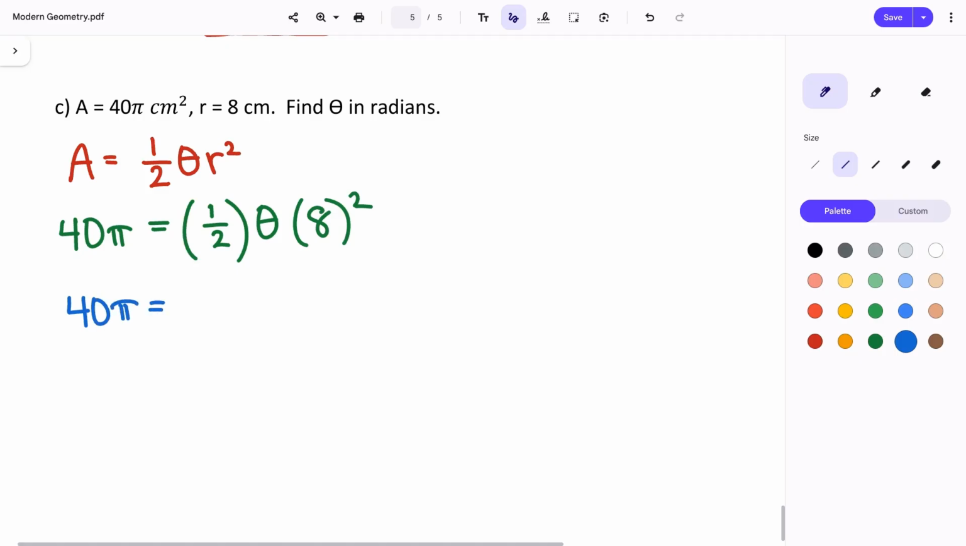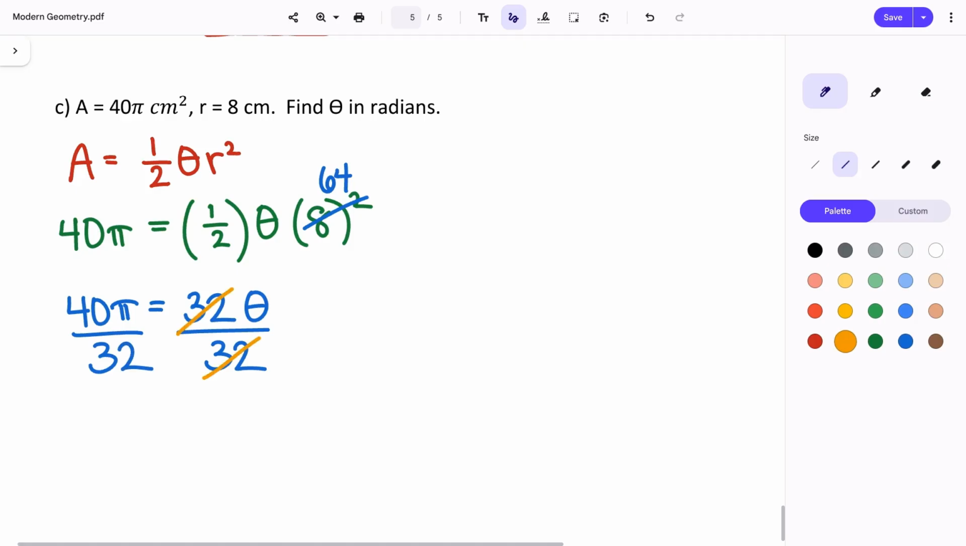Now, what is 8 squared? 64. Okay, now maybe could we combine the 1/2 with the 64? Like, could we multiply those? What is half of 64? 32. So we've got 32, and then theta. How would you get your theta by itself? Yeah, divide by 32.